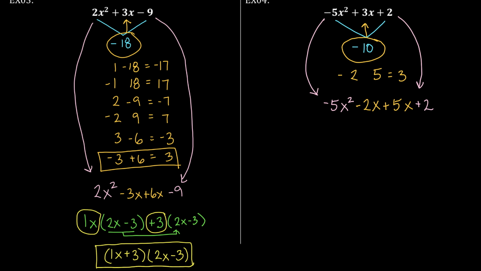Now, just to show you, I don't even have to write it this way. I could write it as negative 5x squared, and I could put the 5x first, plus 5x, minus 2x. And then I could put the plus 2. Just to show you that, because I could have said 5 and negative 2 will give me negative 10 and combine to positive 3. So I'm just going to use that one just to show you the same.